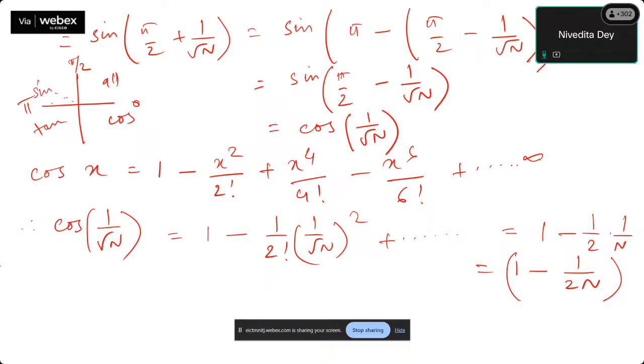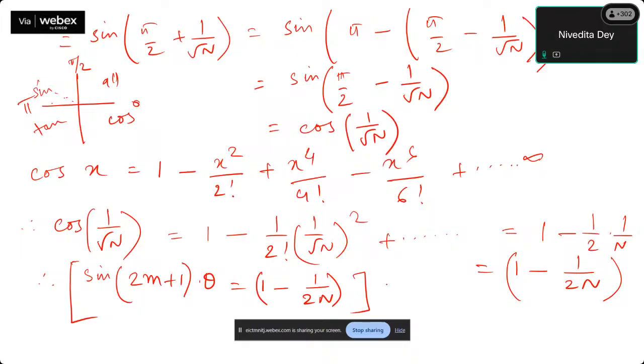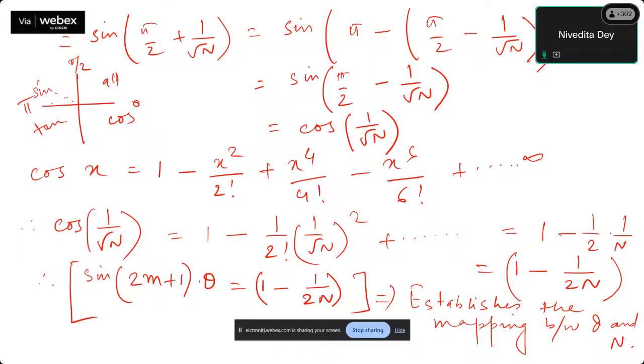So this leads to our derivation where sine of (2m plus 1) into theta is nothing but 1 minus 1 by 2n. Now, what is theta and what is n? You know, n is the number of steps or the number of inputs. Therefore, this is the relationship between n and theta. So this establishes the mapping between my theta and the number of steps n. That was one of the proofs or the interpretations of theta versus n. That relationship we tried to map.